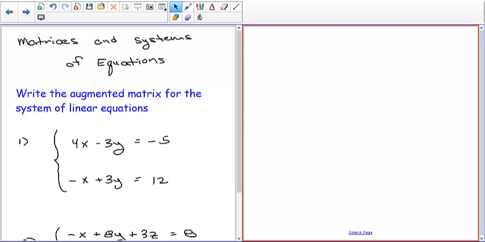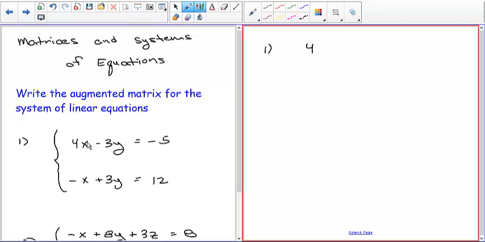Okay, so here are our solutions for the first section. So the first two are just writing the augmented matrix for these systems of linear equations. The augmented matrix is the first step, and what you do is you take the coefficients in front of the x and y and the constant that's on the right hand side and put those into a matrix.